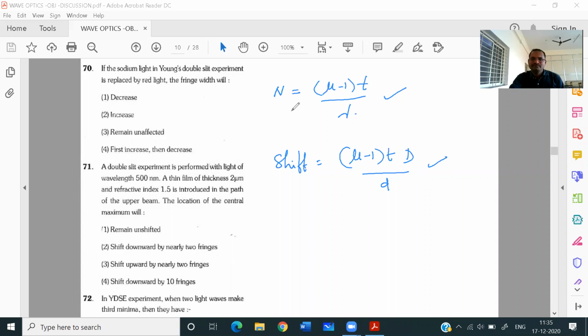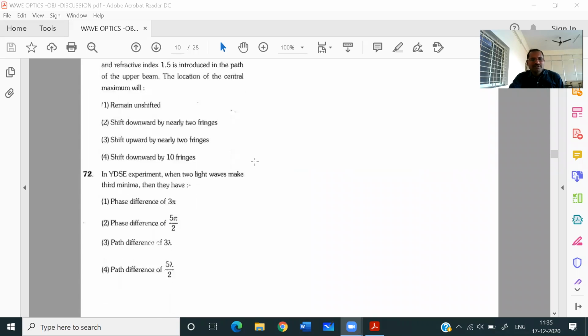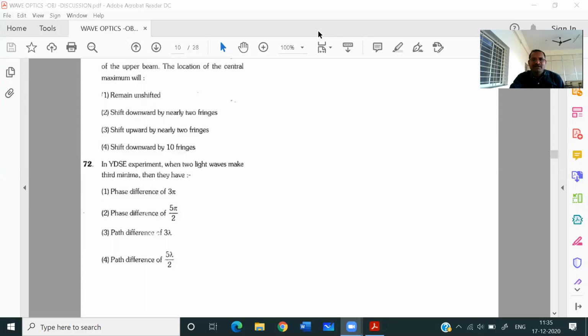Okay, next, question number 72. They have asked that in YDSE, when two light waves make the third minima, they are asking for phase difference and path difference. So for minima, we know the phase difference delta phi is equal to (2n minus 1) into lambda by 2.